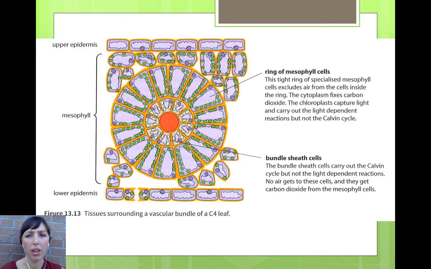So here is the tissue surrounding a vascular bundle of a C4 leaf. You can see that ring of mesophyll cells there. This tight ring of specialized mesophyll cells excludes the air from the cells inside the ring. The cytoplasm fixes carbon dioxide. The chloroplasts capture the light and carry out the light-dependent reactions, but not the Calvin cycle. And then you can see there the bundle sheath cells. The bundle sheath cells carry out the Calvin cycle, but not the light-dependent reactions. So no air will get to those cells, and they get carbon dioxide from those mesophyll cells.